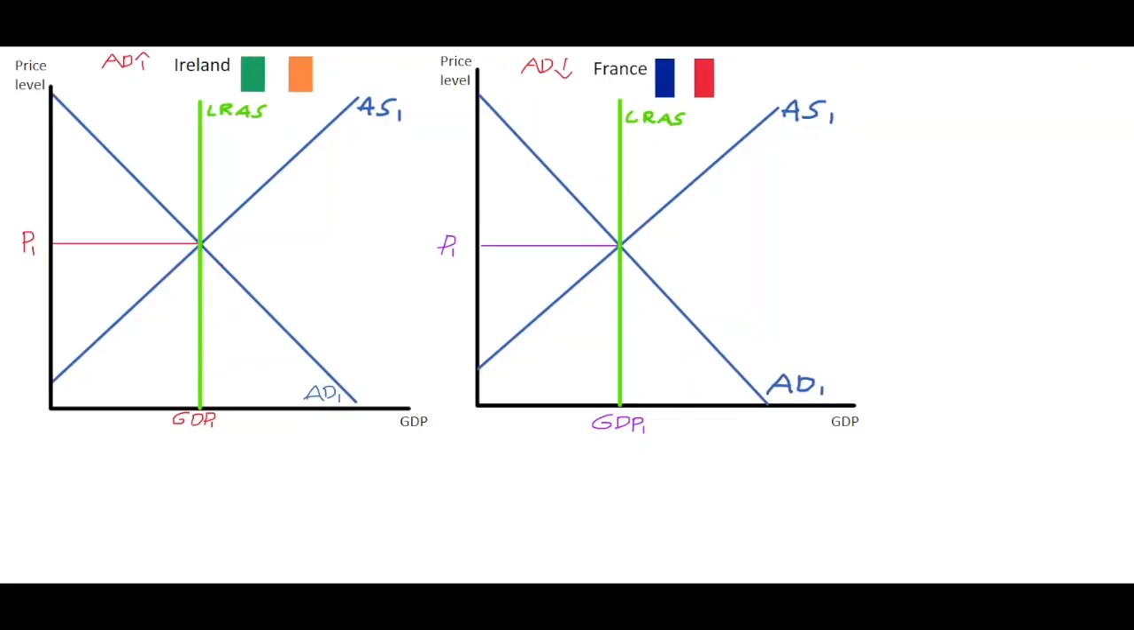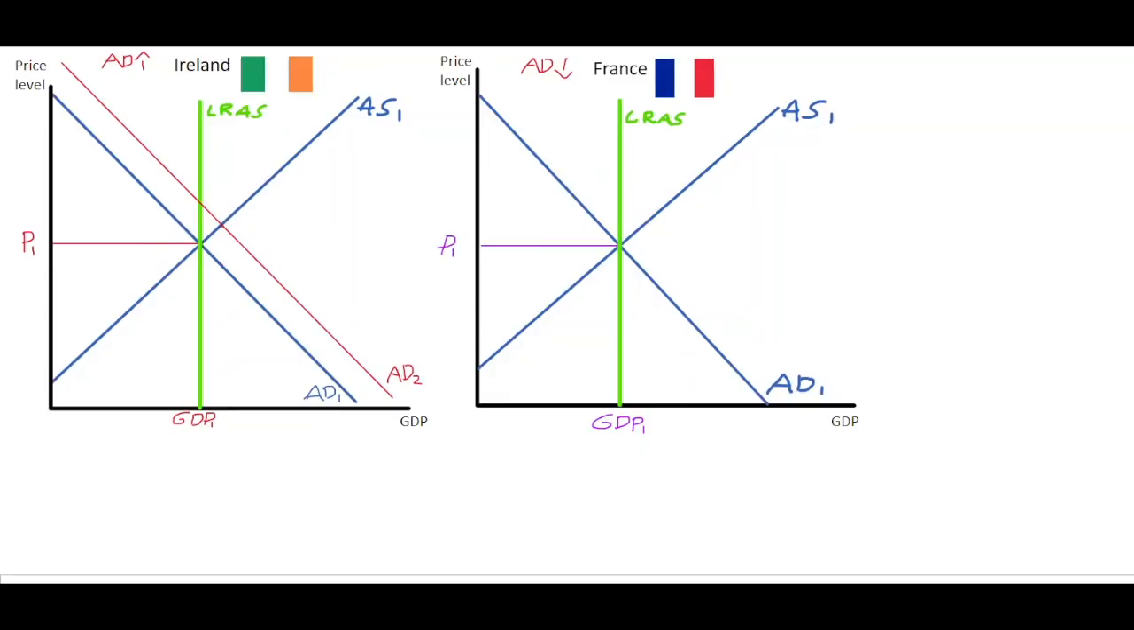Well, to model it, we will draw our new aggregate demand curve in the Irish case, where aggregate demand shifts rightwards in our economy here, and we will just put this in as AD1. So this represents a positive increase in the demand for goods and services.